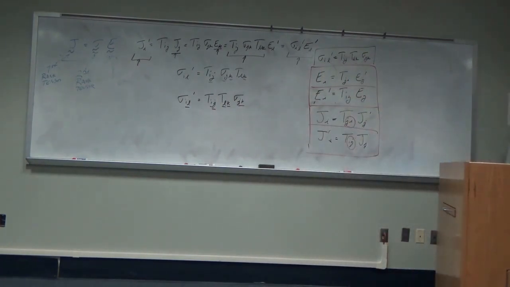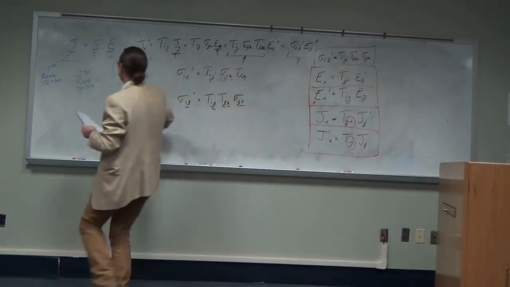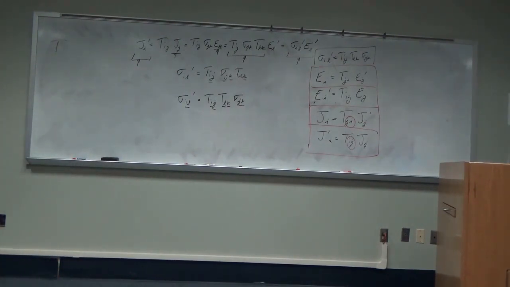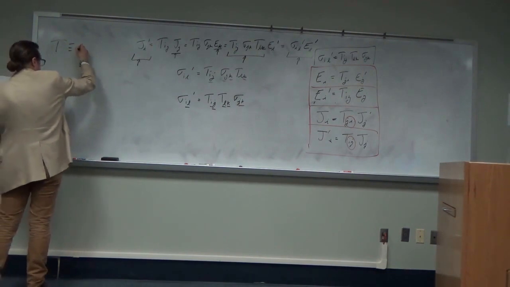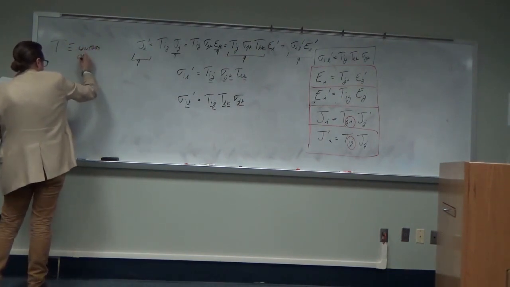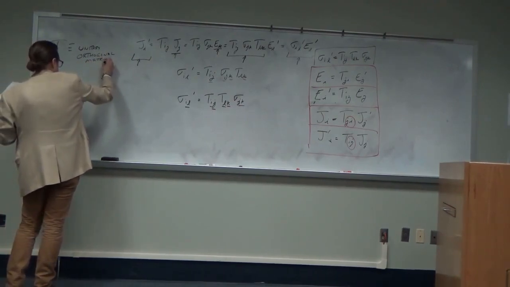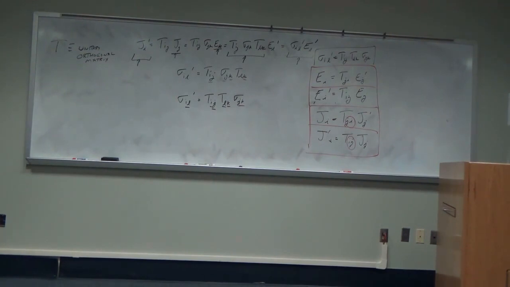So let's talk a little bit about this transformation tensor T. T has special properties. It has the properties that make it a unitary orthogonal matrix. And what this means is that it rotates the tensor and maintains the amplitude of the vectors and tensors that it rotates. So there is no change in the magnitude, it just rotates them from one direction into another.